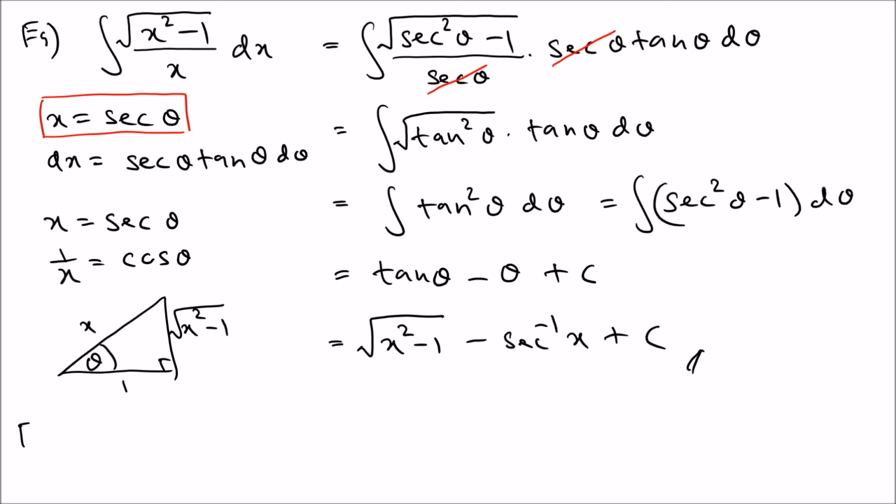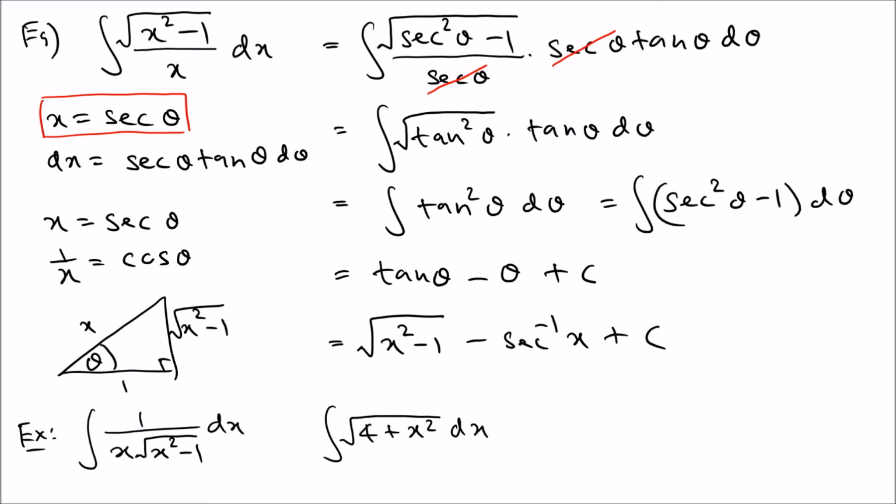You can try these as practice problems. As the first example, we can try 1 over x times the square root of x squared minus 1, dx. As a second problem, we can do the square root of 4 plus x squared, dx. And as the last one, we can try x squared over the square root of x squared plus 1, dx.